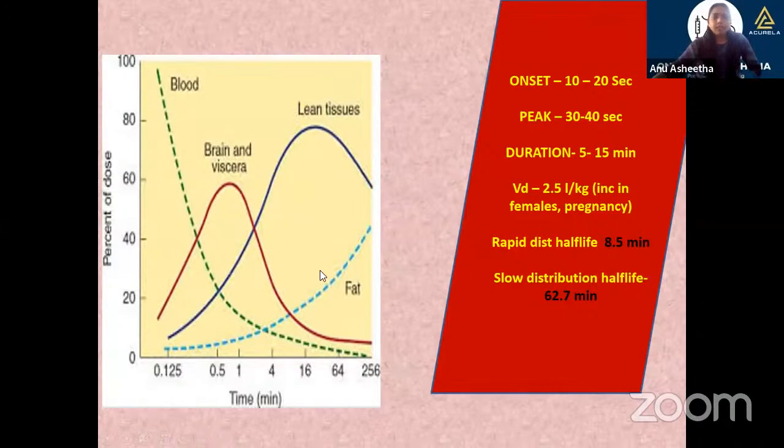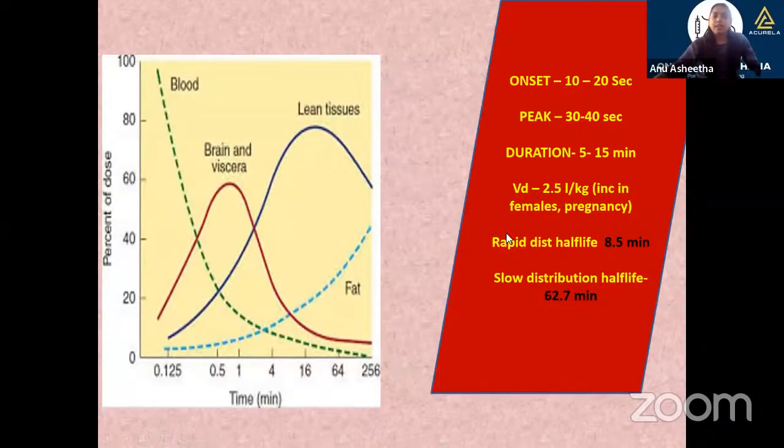But later, it gets deposited in the fat, then redistributed after 2 to 3 hours, then gets eliminated. They are metabolized and eliminated. This is called the redistribution phenomenon. Usually, onset occurs within 10 to 20 seconds and the peak reaches by 30 to 40 seconds. That is its effect on the brain. Then duration, 5 to 15 minutes, but redistribution can occur, which may last even for 4 hours.